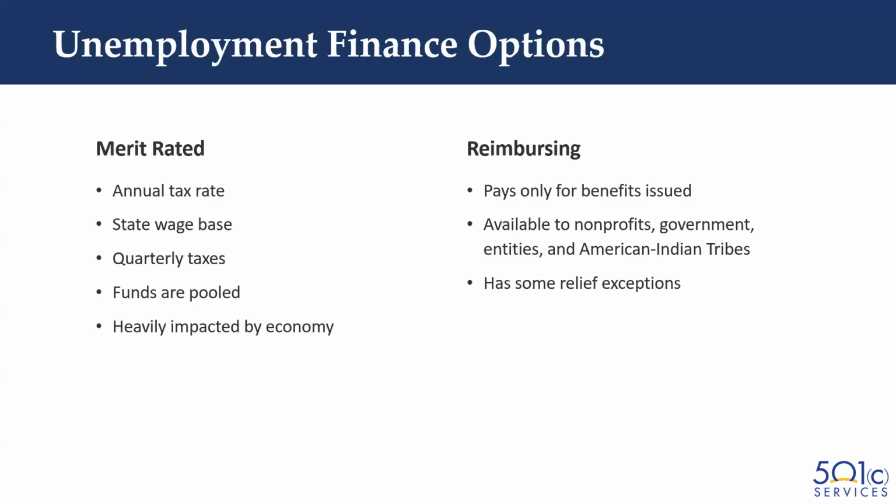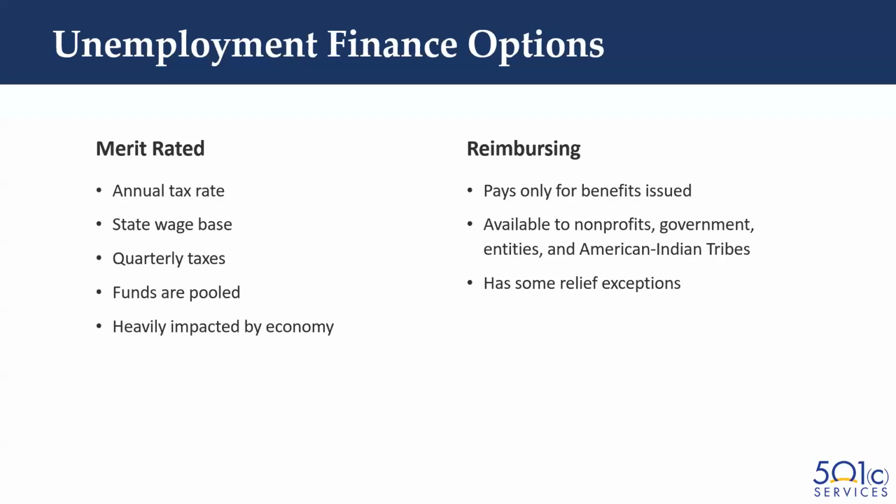Merit rated employers could be a for-profit company or a nonprofit employer, right? They're going to be issued a tax rate every year in each state that they operate in. And then that rate is going to be applied to a wage base that varies by state. So an example would be Oregon. Their taxable wage base is $52,800, and you could be assigned a rate up to 5.4%. So let's say you're assigned a rate of 4% this year. That means you're going to pay 4% of the first $52,800 that each employee earns.